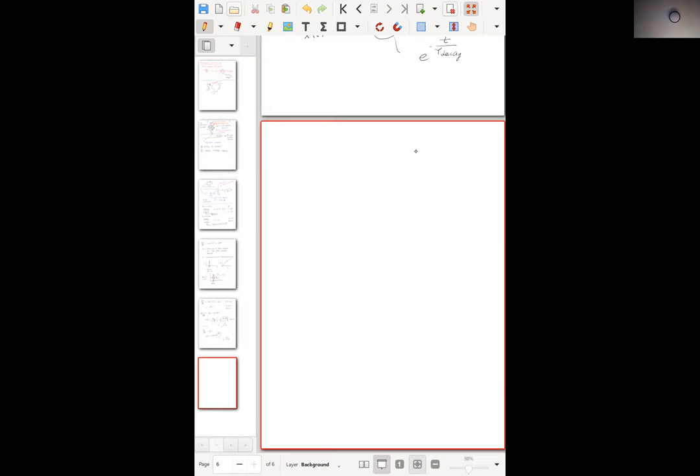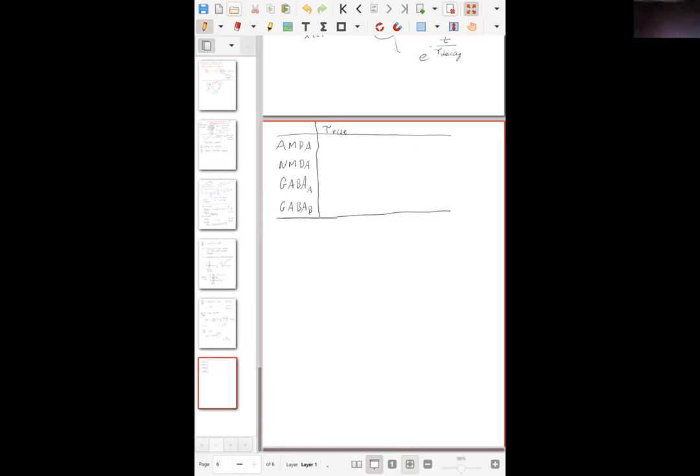So we have AMPA, NMDA, GABA A, and GABA B. There are three main kinds of neurotransmitters. So here, the tau rise time and decay.